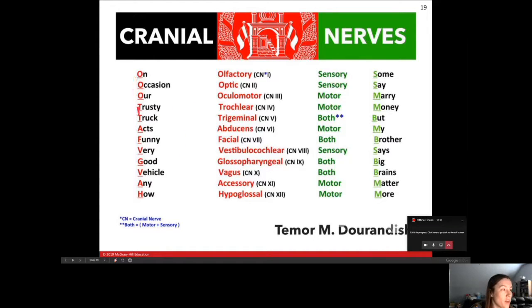So this is how to remember the first letter of each one of these. Now the first 3 are O's, and that can get a little confusing, but I remember that you have 1 nose, so it's number 1. You have 2 eyes, so it's number 2. That helps a little bit.